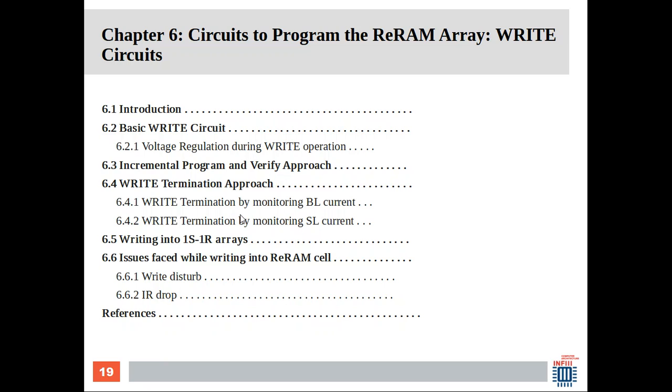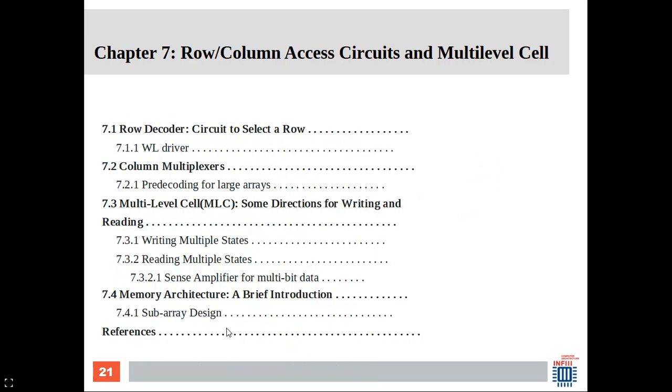So how do you monitor the bit line current or the source line current and do this write termination? So the circuits for it from the literature. And this is all about 1T 1R, and then I also talk about writing into 1S 1R arrays. There are some differences, because in 1S 1R arrays, you have the sneak path problem, and you need to reduce the sneak path currents in the other locations of the array where the writing was not intended. So you need to apply V by 2 or V by 3. So those two schemes and the issues faced while writing.